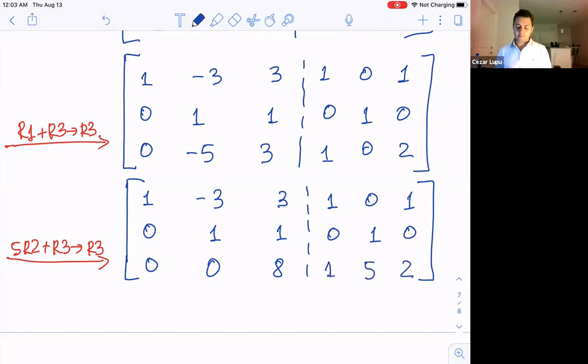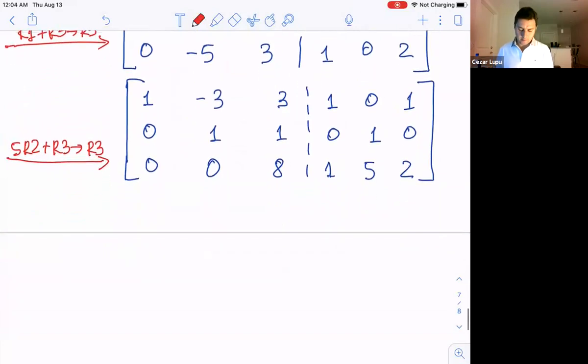Wow, great. As you can see, I have these ones here. I have an 8 there. All right, no problem. Now, let's see something else. I also have a -3 here. If you look at it on the first row, maybe I should get rid of it. So what to do will be the following. Maybe I should multiply the second row by 3 and add it to the first row. Let's do this.